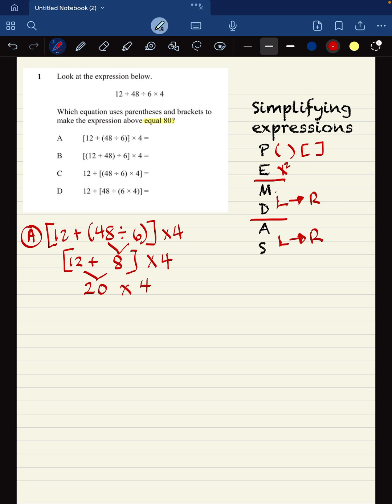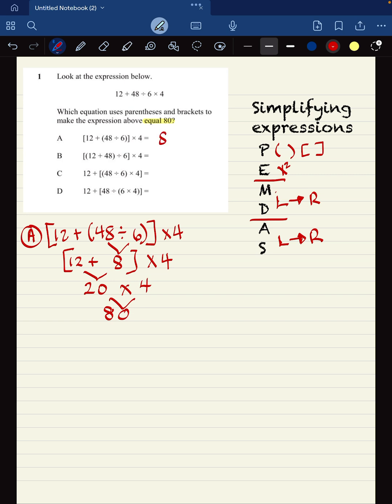I don't write the brackets anymore because I already solved what's in the brackets. But I do need to bring down my times 4. We need to bring every number and every symbol that we have not used down to the next line and the next line and the next line until we're done. And finally, 20 times 4. I just multiply the 4 times the 2, and that's 8. And then add the 0, and I know that that's 80.